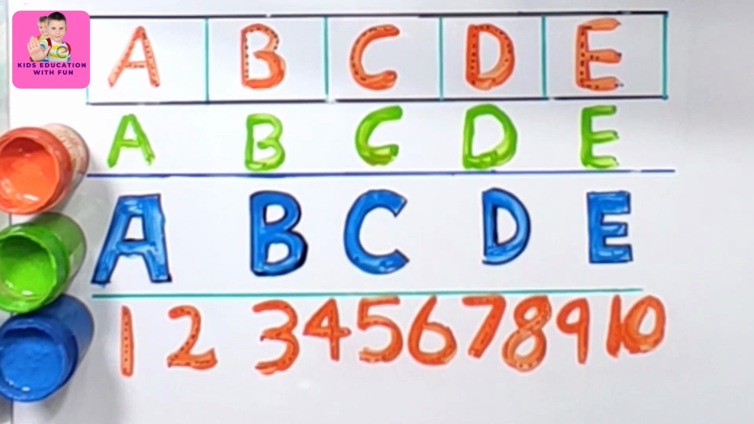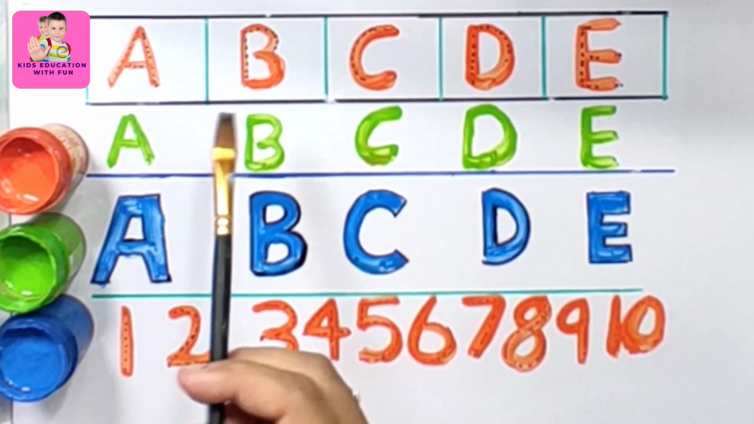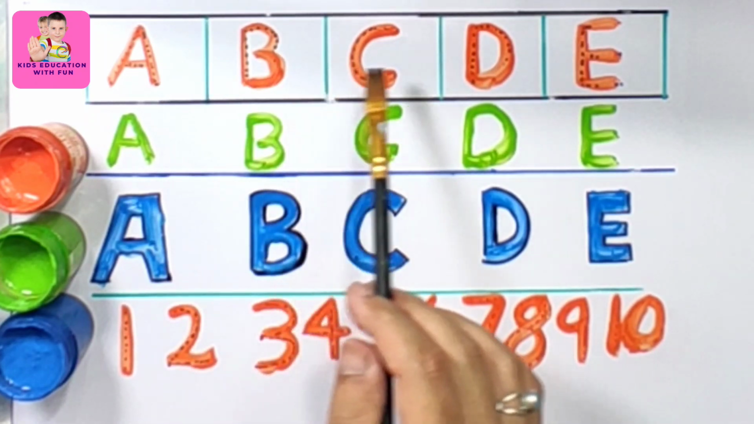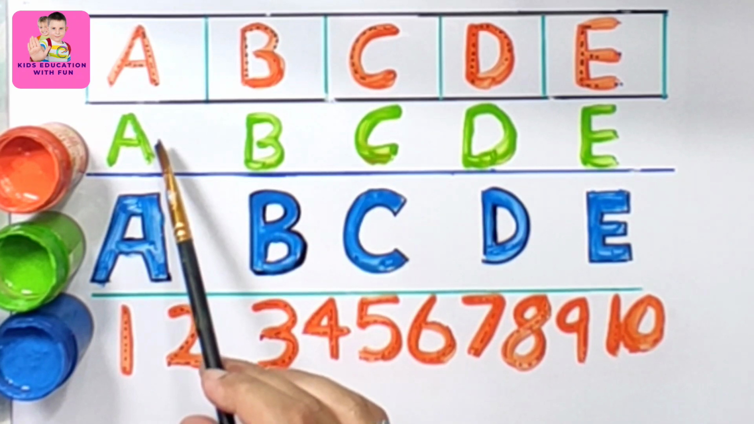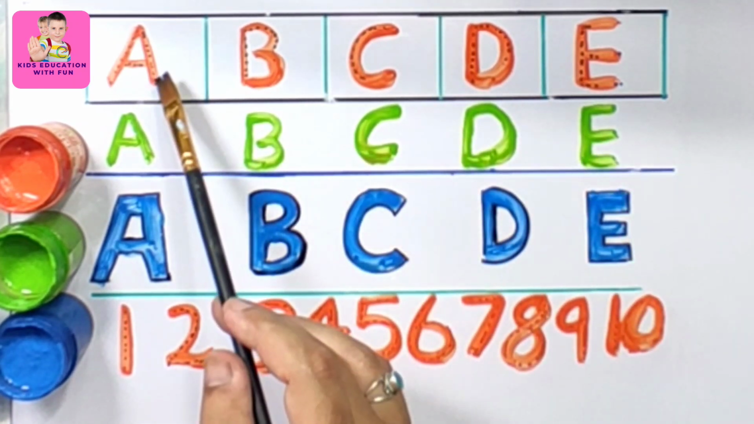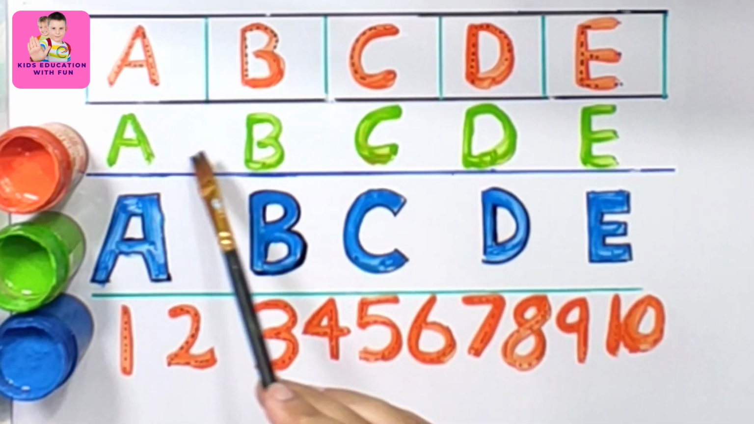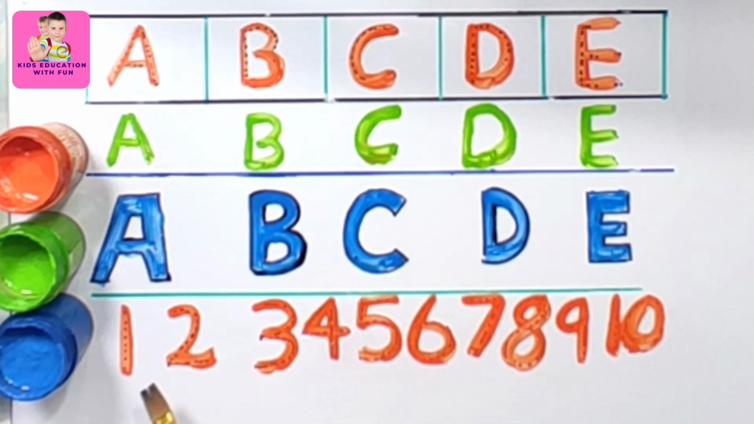So I hope you have also done the same practice. Let us repeat. A, B, C, D, E. Again, A, B, C, D, E. This is orange color, this is light green color, and this one is dark blue color. And this is 1, 2, 3, 4, 5, 6, 7, 8, 9, 10.